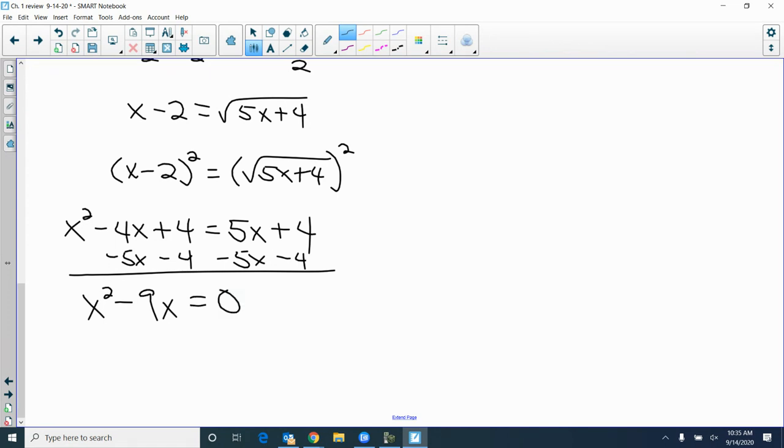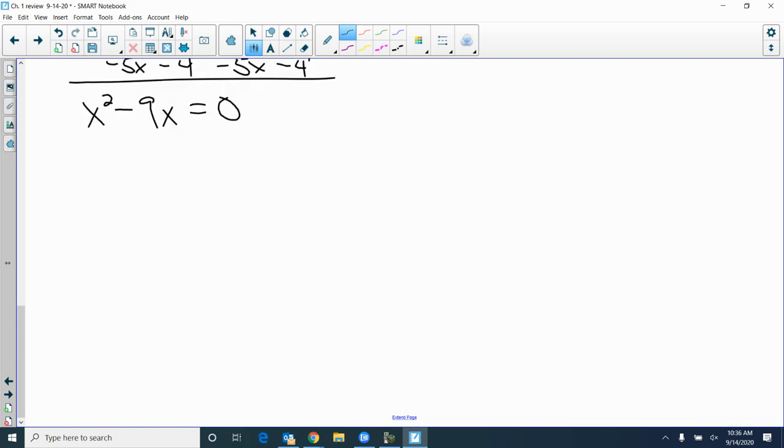Don't forget this isn't bad. I know you've been trained to have that trinomial factor in two binomials, but that's okay because you have a GCF of what? X. Factor that x out. And so we get two options. We get x equals 0 and x minus 9 equals 0.